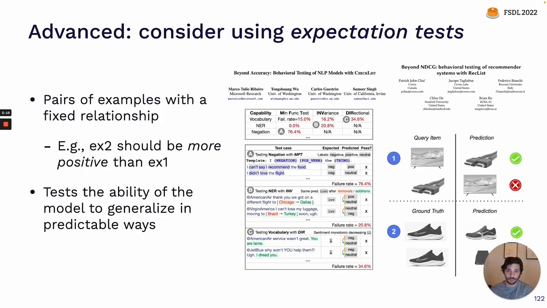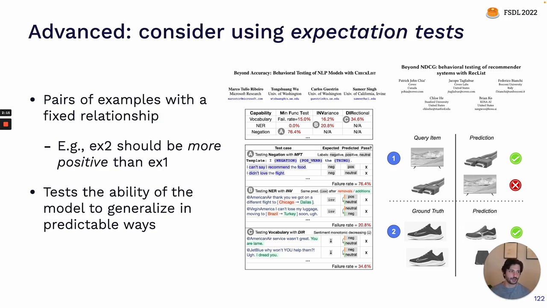Once you have the basics in place, a more advanced thing that you can look into here that I think is pretty promising is the idea of expectation tests. The way that expectation tests work is you take pairs of examples where you know the relationship. So let's say that you're doing sentiment analysis and you have a sentence that says, "My brother is good." If you make the positive word in that sentence more positive and instead say, "My brother is great," then you would expect your sentiment classifier to become even more positive about that sentence.